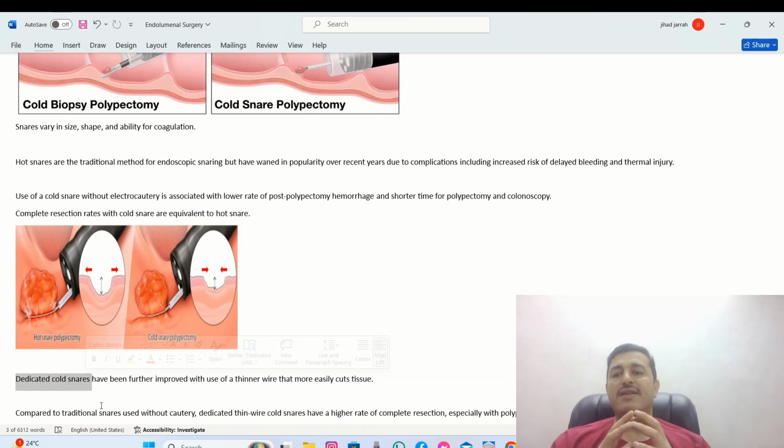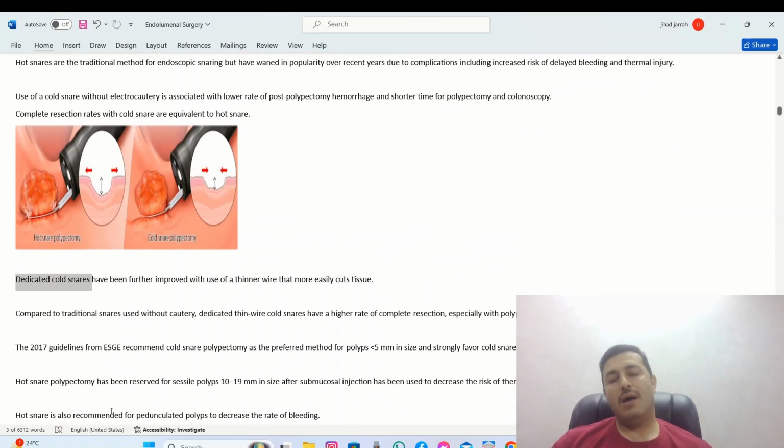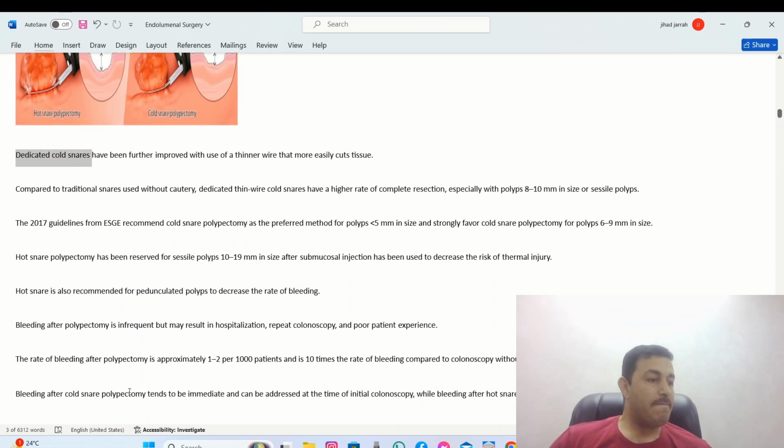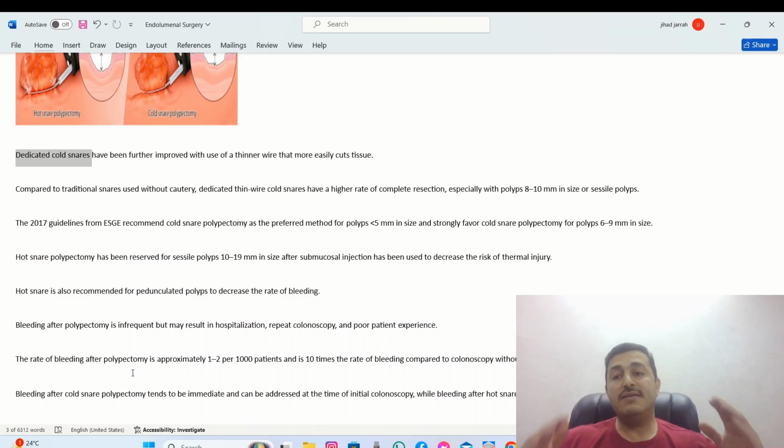There are specific indications for hot snare. These are pedunculated lesions and sessile lesions that are greater than 1 centimeter. Other lesions are better taken by cold snare. What else can we add? We said that bleeding is immediate after cold snare and delayed after hot snare, and the problem with delay is that it needs re-evaluation; up to 1 month the bleeding can present.